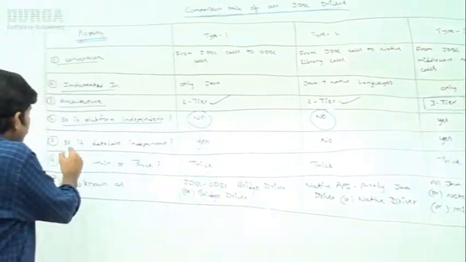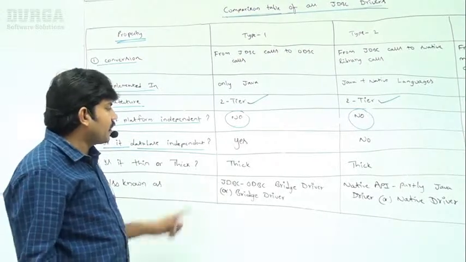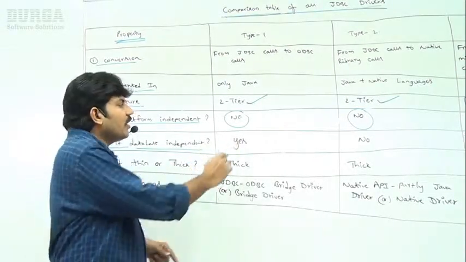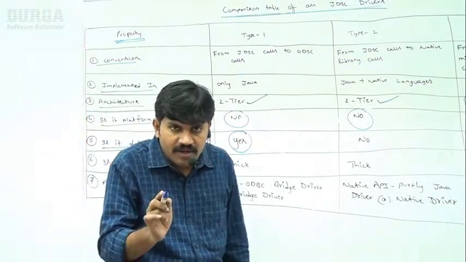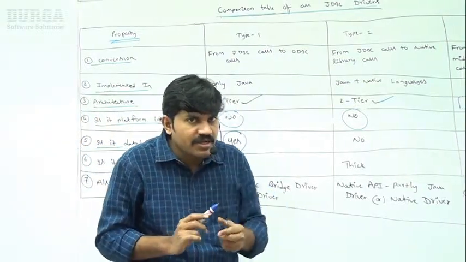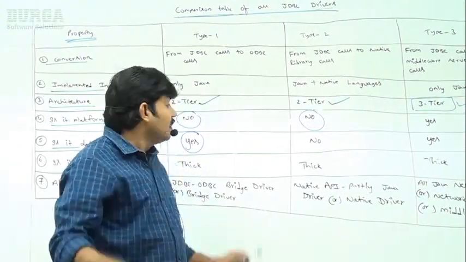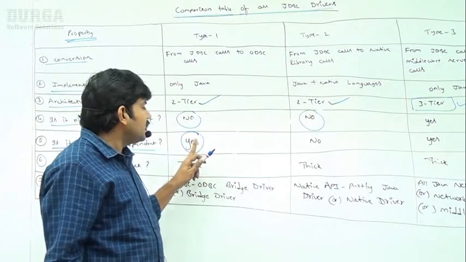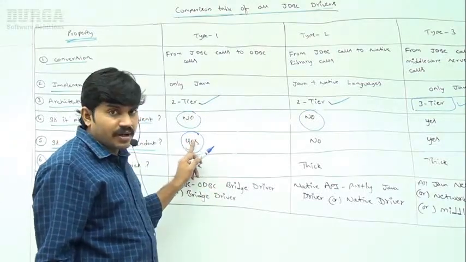Next, is it database independent or not? Yes, type 1 driver is database independent, sir. The reason is that type 1 driver never communicates directly with the database. Internally it communicates via the ODBC driver. That's why it is not communicating with the database directly. It is a database independent driver.